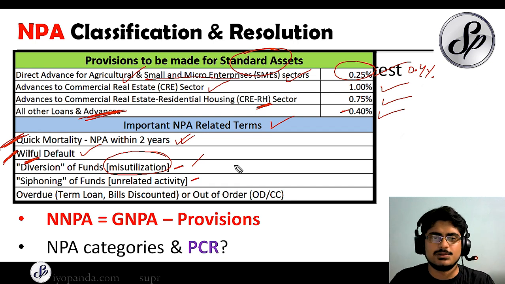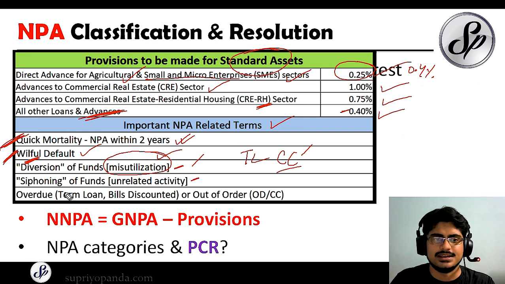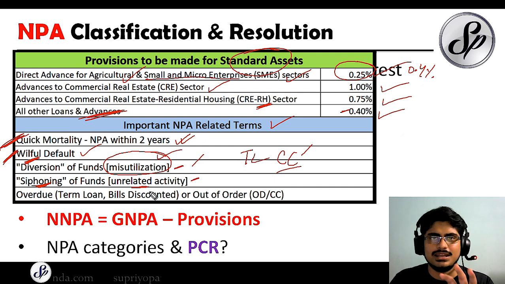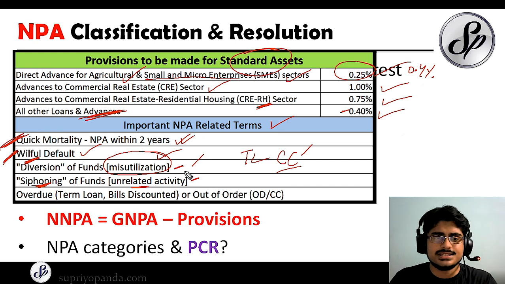Sometimes people will take term loans and use them as cash credit for day-to-day activities. That is called diversion of funds, and it is basically a misutilization. Siphoning of funds is taking money from the bank and channeling it into an unrelated activity. You take the money legally from the bank, and maybe you channel it into gambling, or you create some shell companies. Those things are called siphoning of funds.